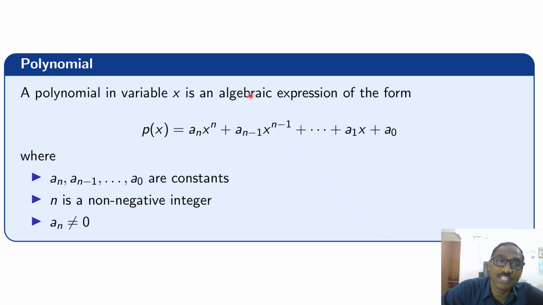Once you see this, a polynomial in variable x is an algebraic expression of the form p of x equal to, you should be able to say, if I ask what is nth degree polynomial, this form: p of x equal to an x power n plus an minus 1 times x power n minus 1 plus and so on plus a1x plus a naught, where a naught and so on to an minus 1, an are constants. N is a non-negative integer, an not equal to 0. Okay, we will go to the next slide.